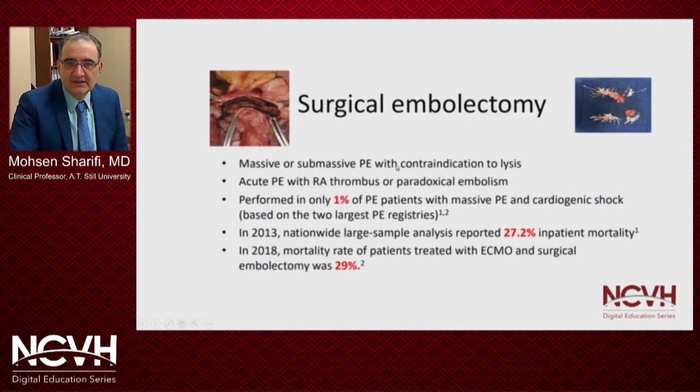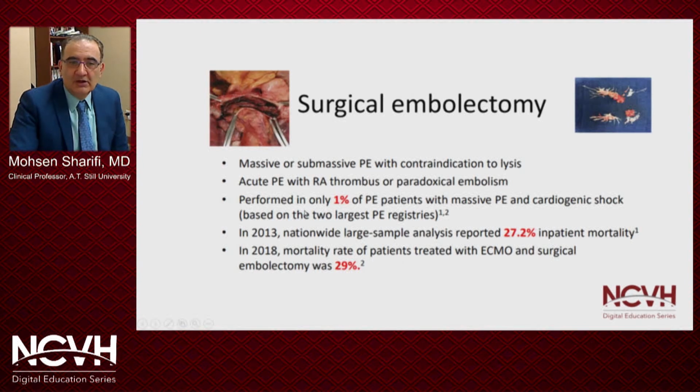Surgical embolectomy has gained momentum, but it's not done in all centers. So there are certain locations, institutions that are suited to do this procedure, and not all cardiovascular surgeons should be doing this. Massive or submassive PE with contraindication to lysis is the prime indication. Acute PE with right atrial thrombus or thrombus in transition is the other indication. However, if there's thrombus only in the right side of the heart, I've used safe dose thrombolysis with excellent outcome.